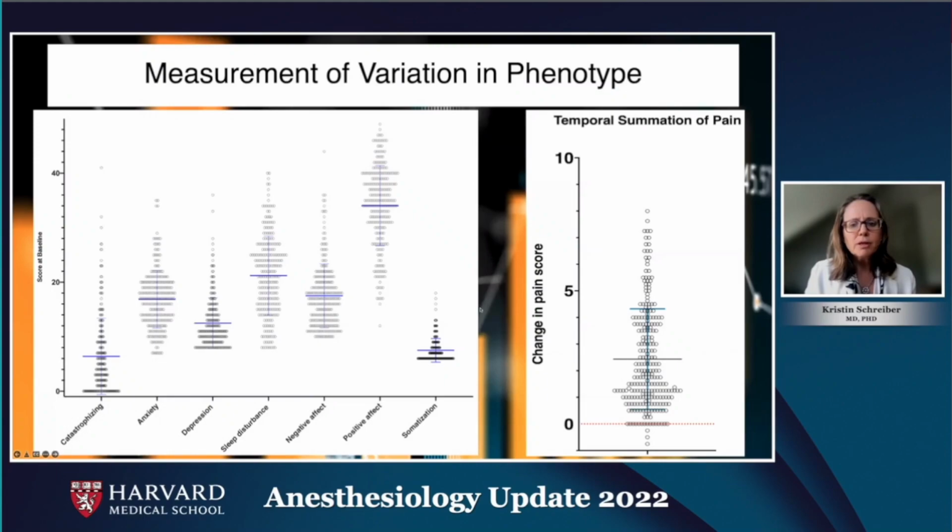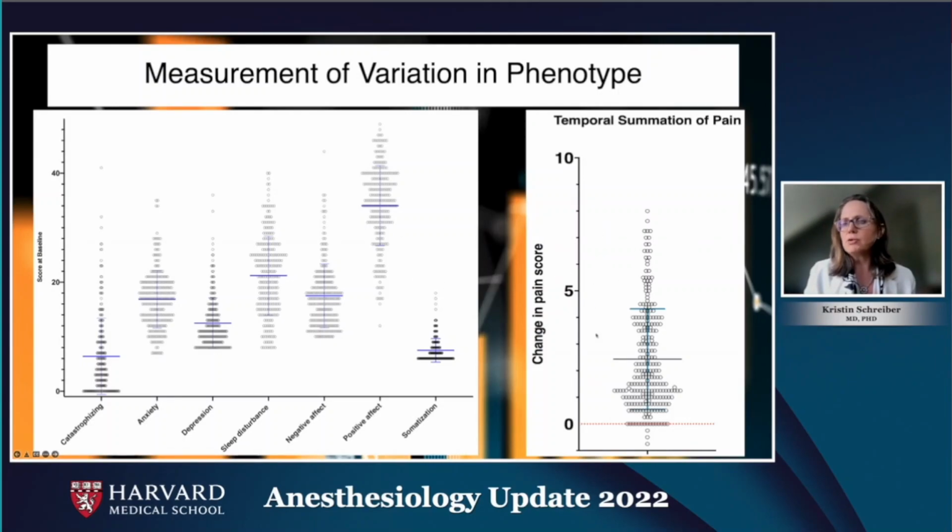Now, are people really all that variable on these things? I would say yes. So this just shows the range of variation that we see in various aspects of the psychosocial phenotype. So this is 250 women who are coming for breast surgery, and we have them answer these questionnaires, and these are their total scores, and you can appreciate how large the range of scores is.